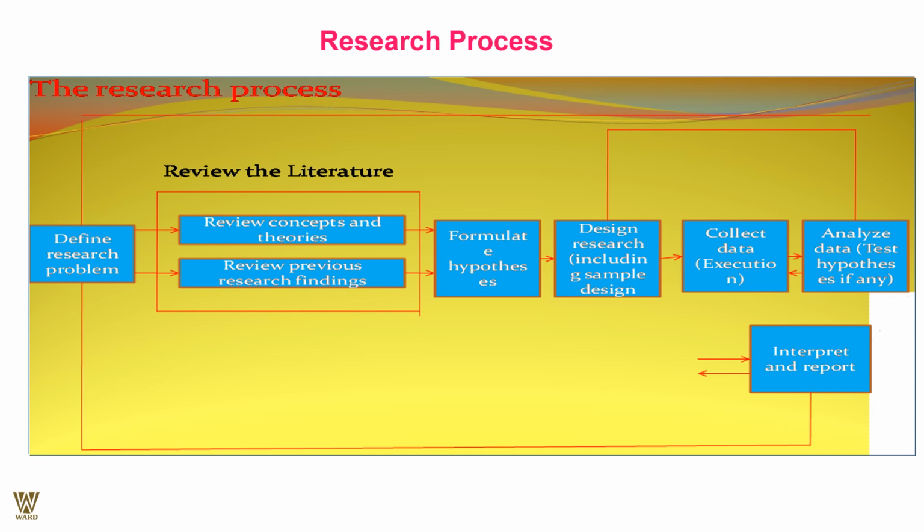The research process is very simple. It basically starts from defining the research problem. First we define the problem, then we try to find out who has contributed to that problem, and the solution alike. Do the literature survey, find out from previous research findings, and then come up with our own hypothesis. Formulate the hypothesis, design the research including the sample, collect data, execution, analyze data, test the hypothesis if any, interpret, and report. Remember, your interpretation and your reporting, if very well accepted, will become the fundamental basis for the next research as a part of a literature survey or review of the previous research, and this process goes on and on. It's like a circular method that goes on altogether.